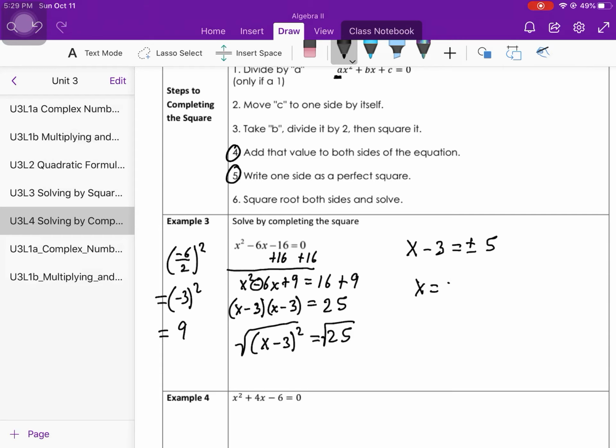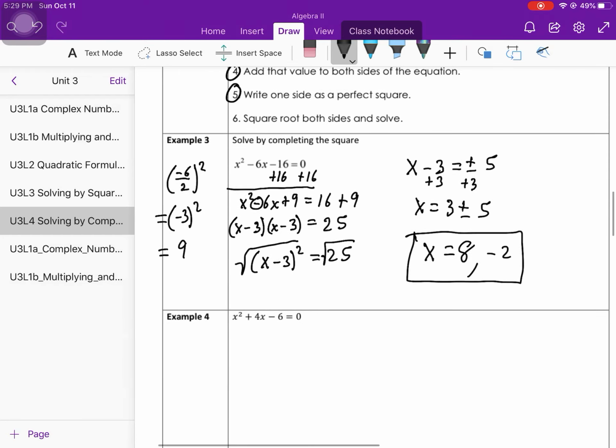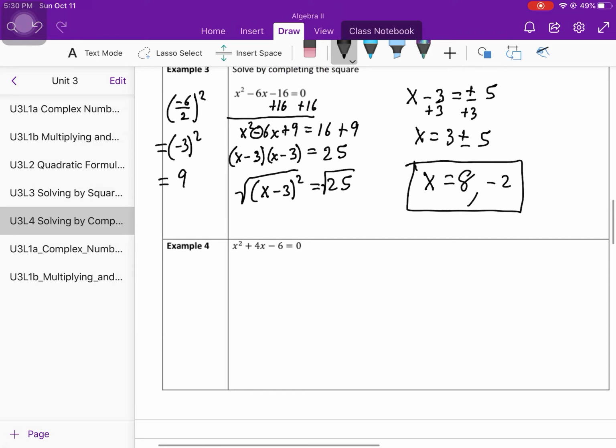To get x by itself, we need to add 3 to both sides. So if I add 3, I get 3 plus or minus 5. There are two different solutions. 3 plus 5 is 8, and 3 minus 5 is negative 2. We do have to separate these out. We don't want to leave it in the plus or minus form in this instance because we can actually combine the numbers together. All right, let's do some more practice with this.